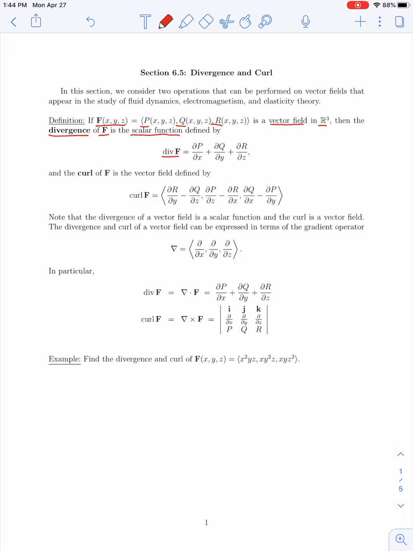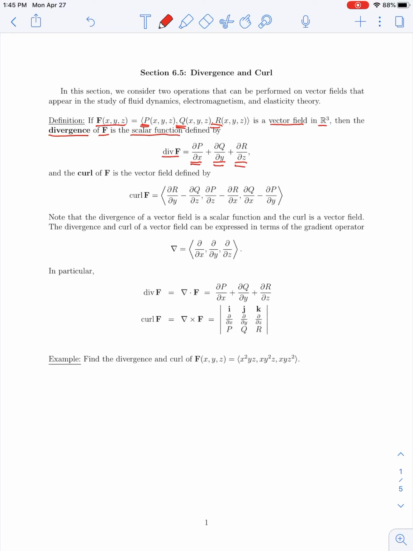It's the sum of the partial derivative of our first component function, P, with respect to x, the derivative of the second component function, Q, with respect to y, and the partial derivative of the third component function R with respect to z. So we differentiate our first component P with respect to the first variable x, our second component function Q with respect to the second variable y, and our third component function R we differentiate with respect to the third variable z. And the sum of those partial derivatives is called the divergence of that vector field.